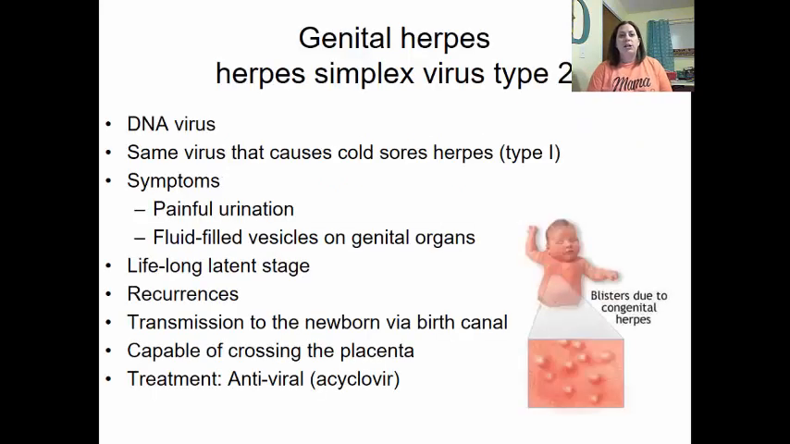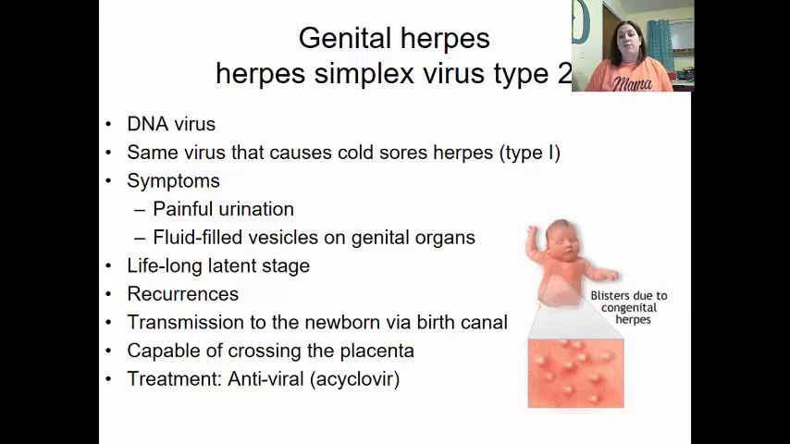With genital herpes, this is going to be herpes simplex virus type 2. This is a DNA virus. It's the same virus that causes cold sores, which is normally what we call herpes type 1 in the mouth. Symptoms are painful ulcerations and fluid-filled vesicles, but these are found now on the genital organs. Once you have it, you always have it. There's a lifelong latent stage with recurrences that can happen.